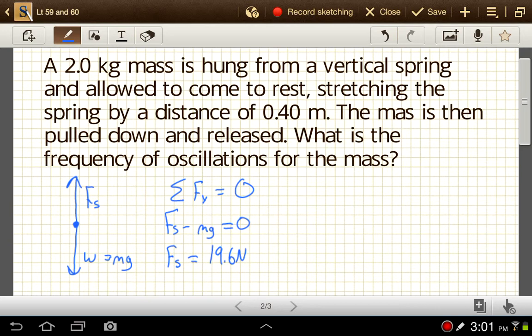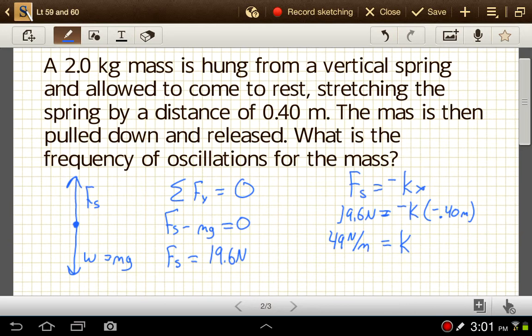newtons. So now we can say spring force is equal to negative kx. Here our spring force is 19.6 newtons, equals negative k, and our distance stretches down by 0.4 meters, so negative 0.4 meters. So then k is going to be equal to 19.6 divided by 0.4, which is 49 newtons per meter.